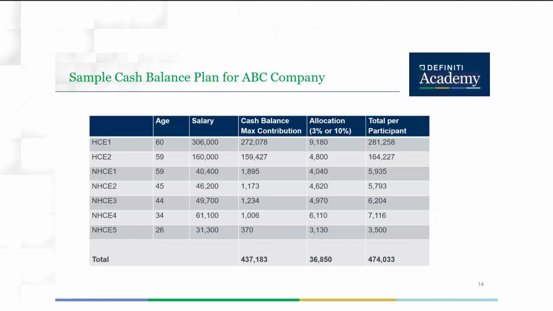As you gather, providing 10% allocations to NHCE4 and 5 was like the equivalent of providing, say, 20% annuities to enable a pass, when we added that result to the pay credits that are between like 1% and 4.7%. So in this actual case, 281,258 plus 164,227 equals 445,485 out of the total there, 474,033, which was 94% of the overall contribution.